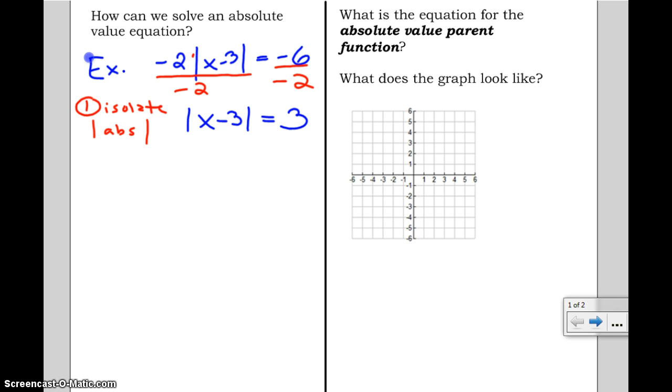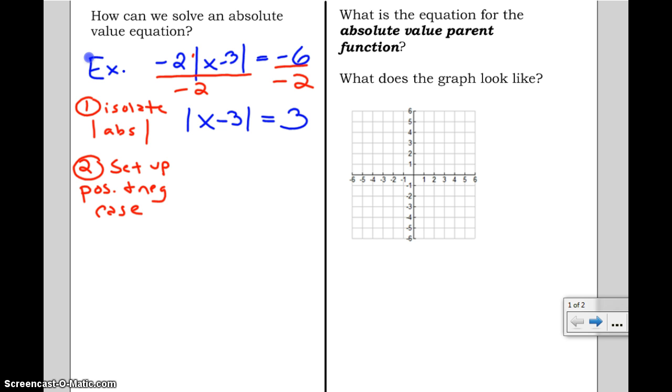At this point, I can set up my two cases. Remember, we were talking about how absolute value accounts for a positive and a negative direction, and you're talking about the distance away from that central point. Usually 0, but it could be a different central point as well. So when I see those absolute value symbols, I need to set up the positive and negative case because I'm accounting for two separate cases.